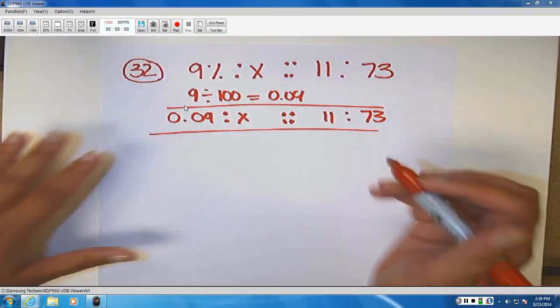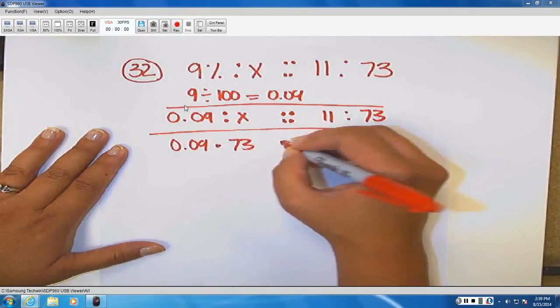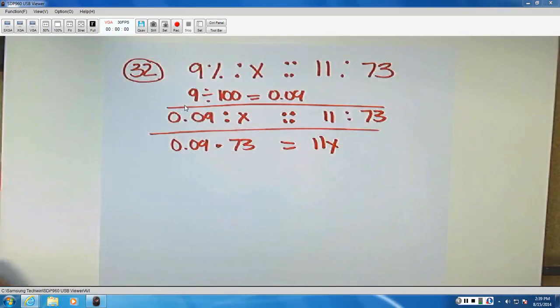So now we'll set up our equation. We're going to take 0.09 and multiply it by 73, and that answer is going to equal 11x. So let's do that.